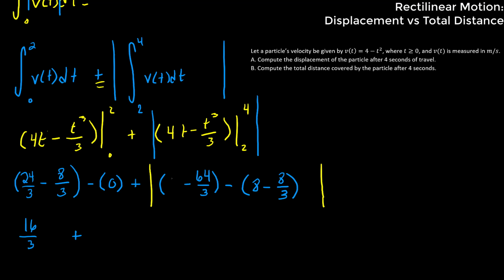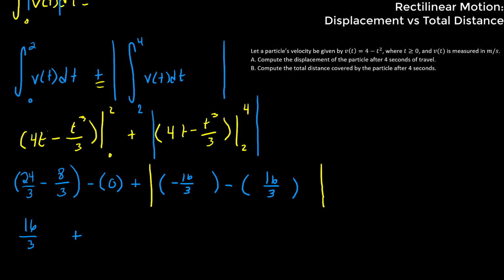That's 16. We can turn that into 48 over 3. So 48 over 3 minus 64 over 3, as we saw, is going to be negative 16 over 3. And then we're subtracting 8 minus 8 over 3. Just like we saw over here, we converted that to 16 over 3, so we can go ahead and do that as well.